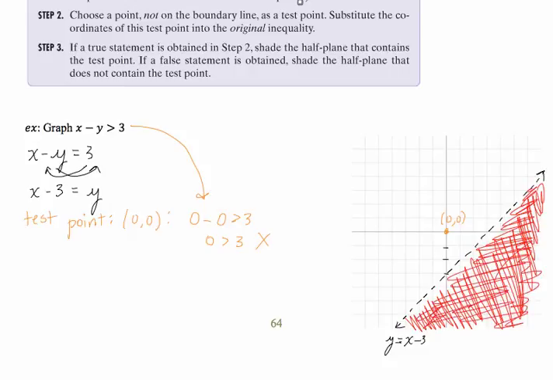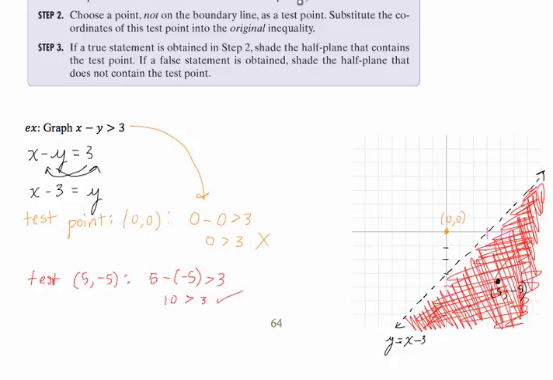Let's check one more time just to make sure we're correct. Let's see, how about the point 5, negative 5? I know you can't hardly see what I'm doing, but here's the point, 5, negative 5. That should make it true because that's in the red half of the plane. So let's test 5, negative 5. Plugging that in, x is 5, so we'd have 5 minus negative 5. Is that greater than 3? Yes, 10 is greater than 3. That's true. So we did that correctly. And any point on this half of the plane solves this inequality.